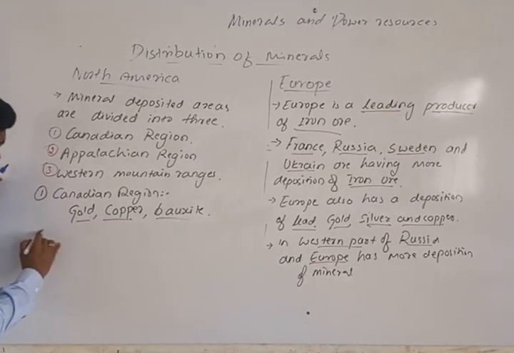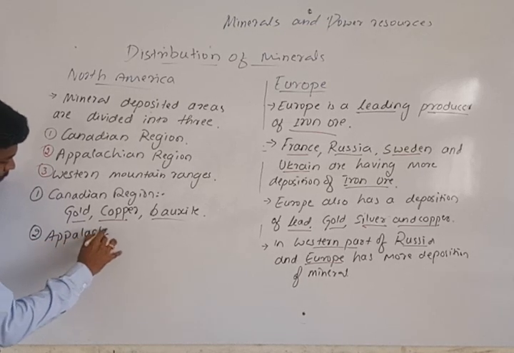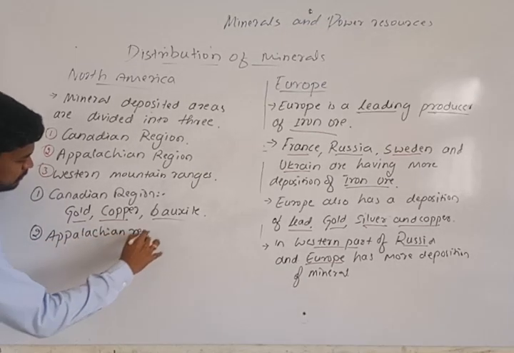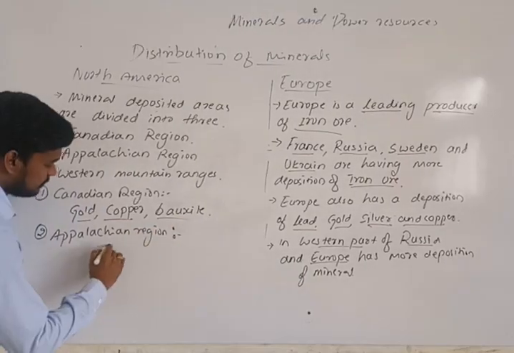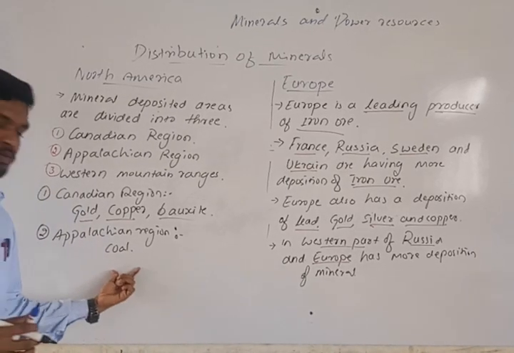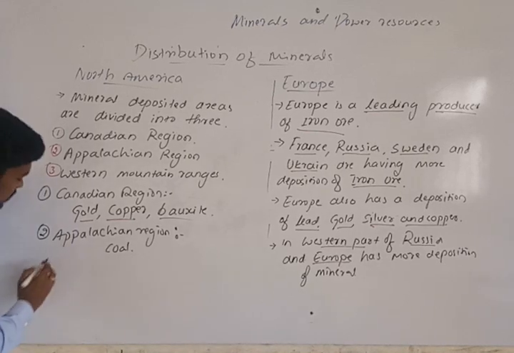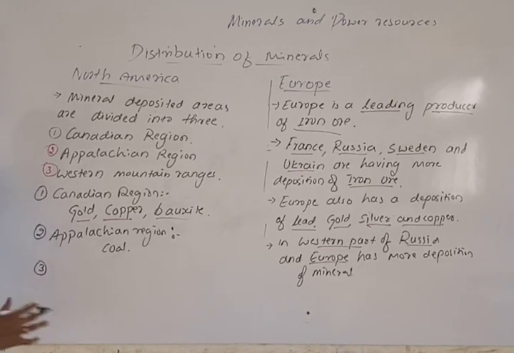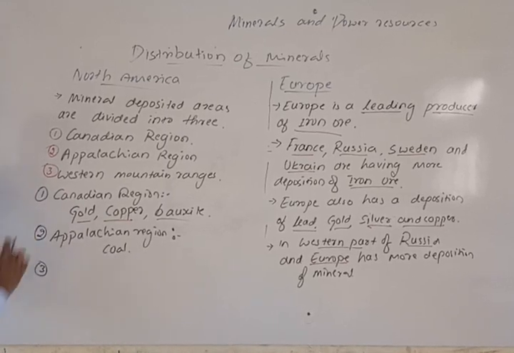Then the second one, the Appalachian region. This region has a deposition of coal. It's the largest depositor of coal, meaning it has more deposition of coal. The only important one is coal. Apart from that, we have many others, but the Appalachian region is well known for coal deposition.